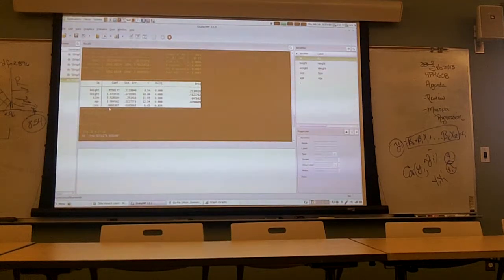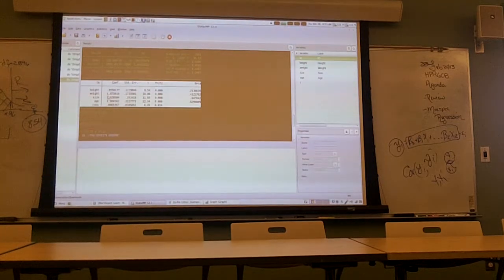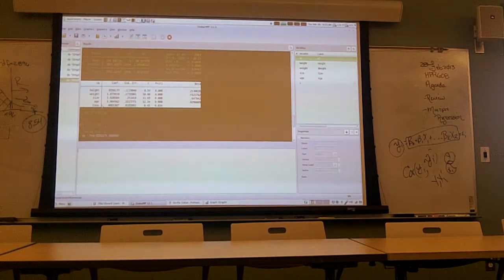So for every standard deviation in height, yes, so for each one, it would be like the standard deviation that we get of height when we calculate our variables. Yes, the standard deviation unit, holding weight, size, and age constant, yes.